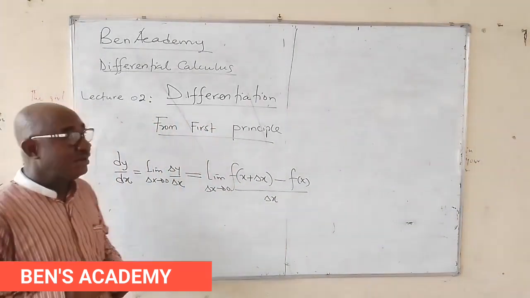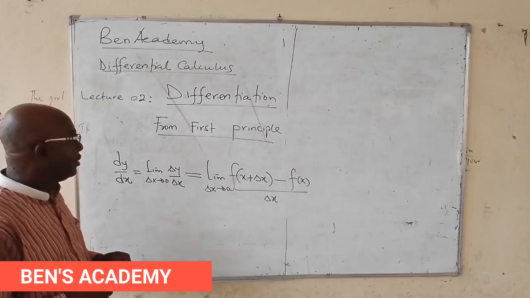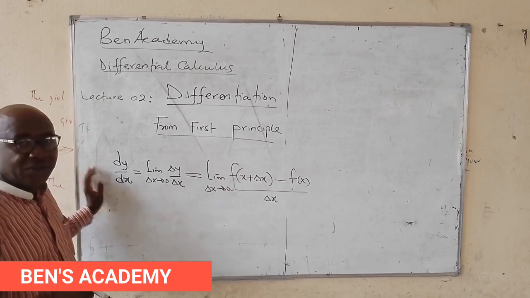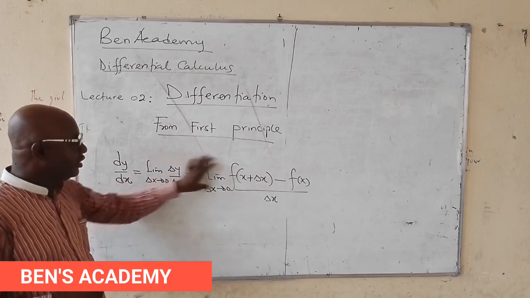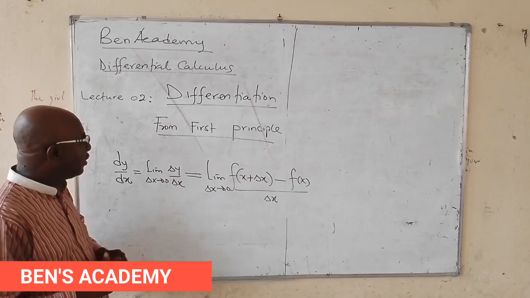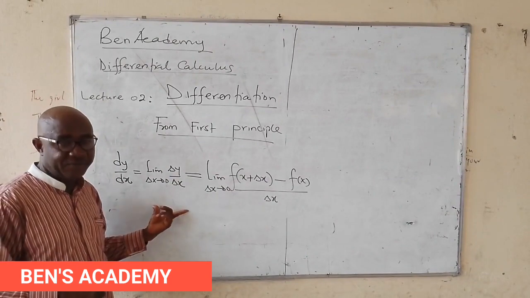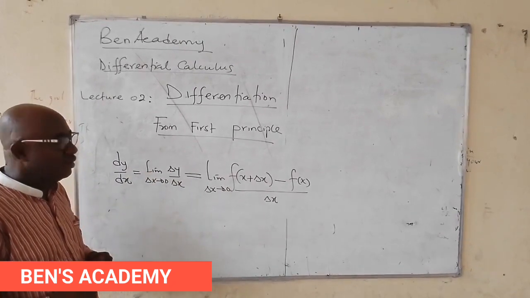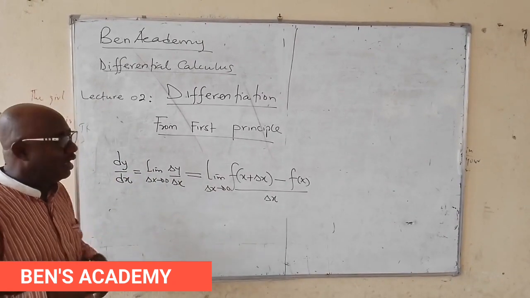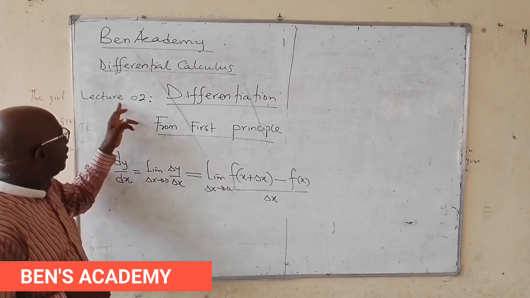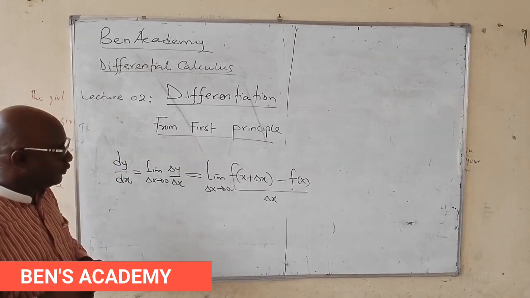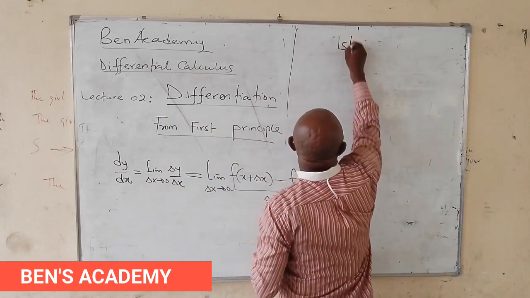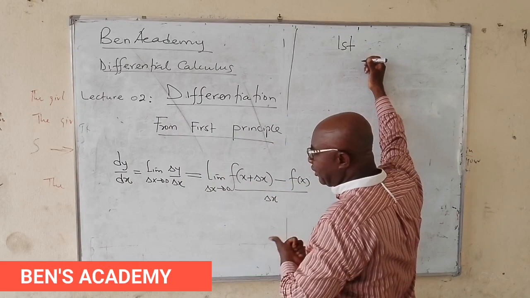Remember that in my first lecture, lecture 01, I defined the derivative of a function. So the derivative of a function using this particular definition is called differentiation from first principle. And to differentiate from first principle using this, you need to be guided. There are two approaches, and I'm going to give you the two approaches in this lecture. The first approach has steps. If you don't like the first approach, you can also use the second approach.